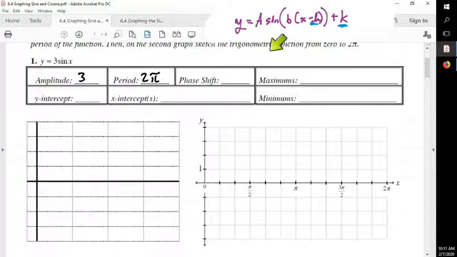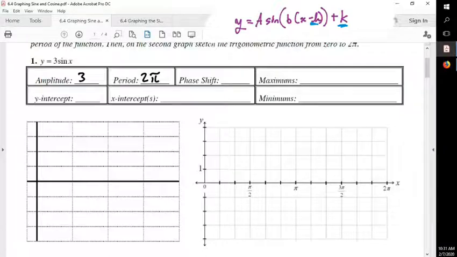Okay? What does the A affect? The amplitude, period, phase shift? Amplitude. What does the B affect? It affects the period. What does the H affect? Yeah, we're calling that a phase shift, or you can say horizontal shift, okay? And then K, that would move the function up and down, and that would change your maximums. Well, the K and the A, they would be the ones that change your extrema, your maxes and your mins.